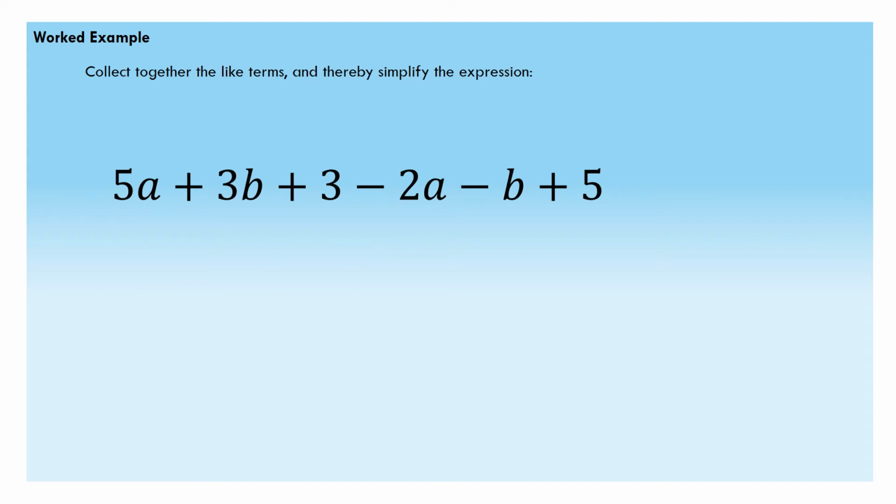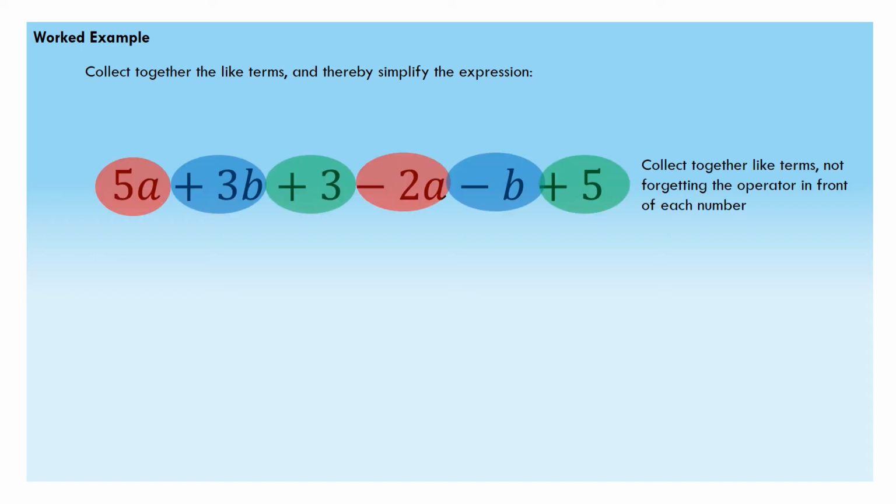A slightly more complicated equation here, including some subtraction operators as well as some addition operators. We're going to simplify this again by collecting the like terms. So the first thing we do is collect the like terms. We've got some a terms, and again, I've included the operators here. We've got some b terms, and we've got some numbers as well.